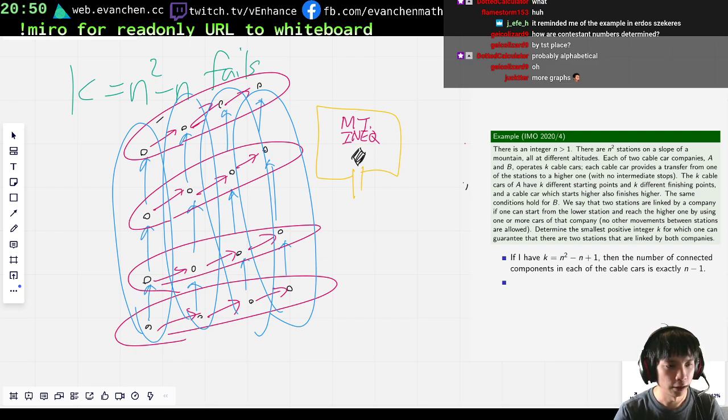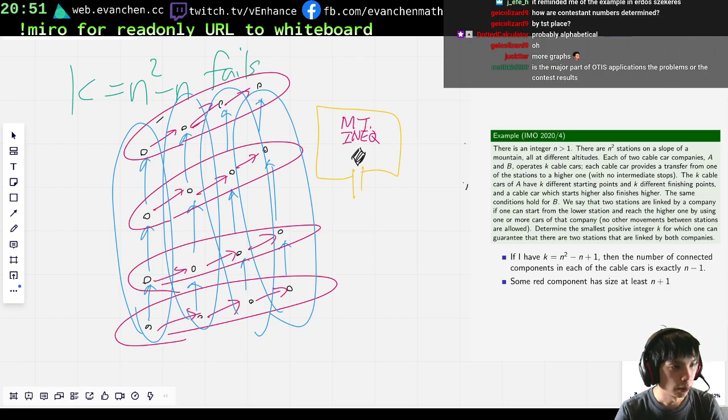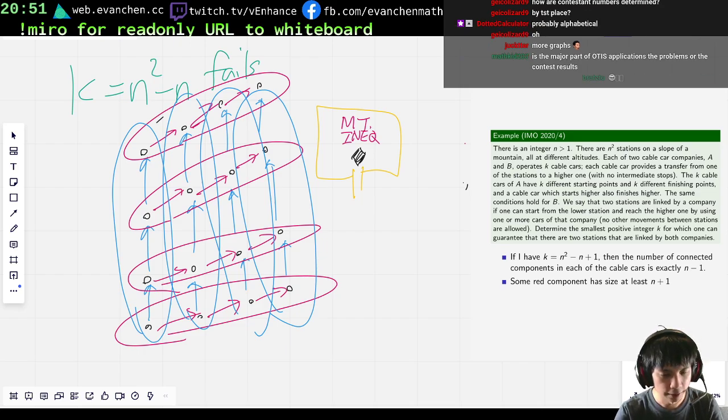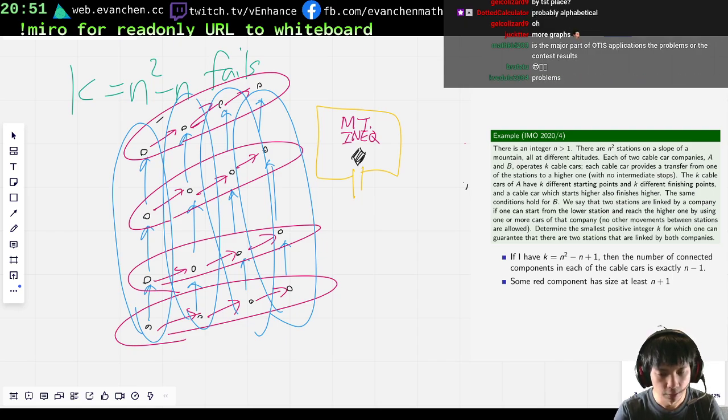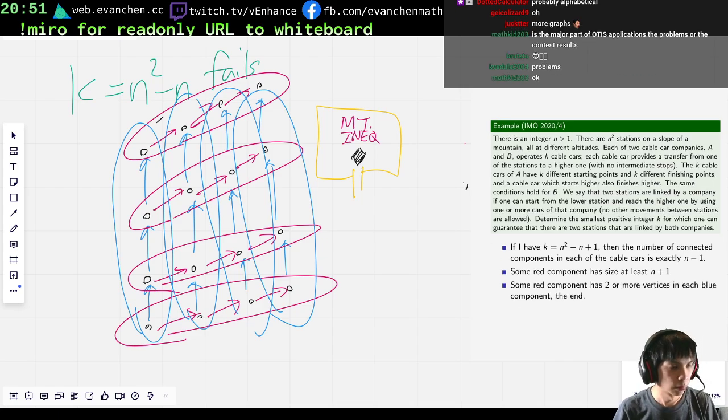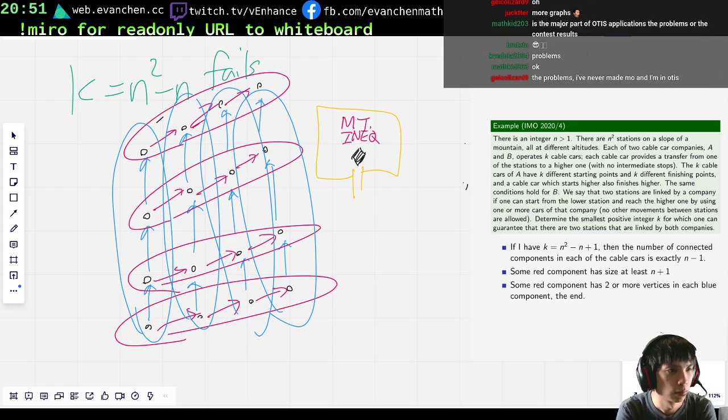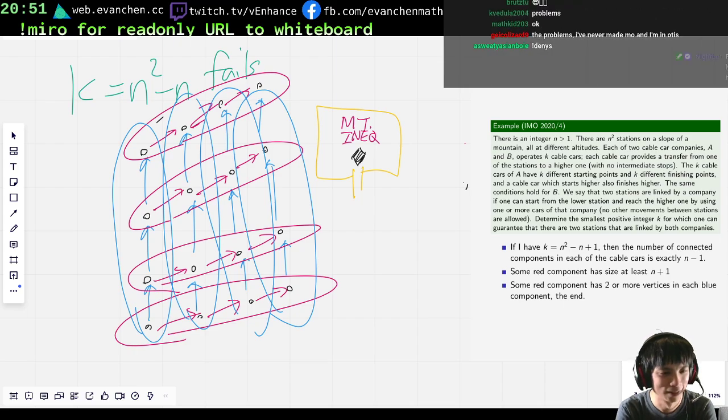So in particular, some red component has size at least n plus 1, strictly greater than n. So some red component has 2 or more vertices in each blue component. The end.